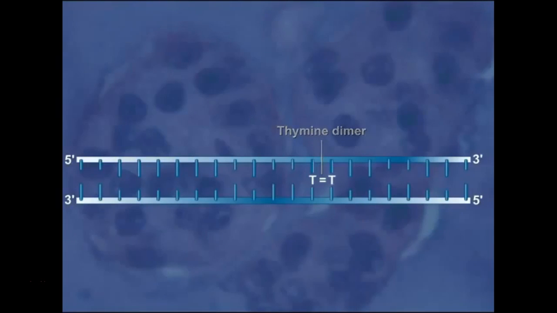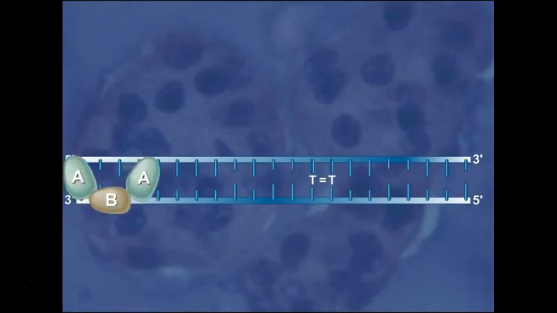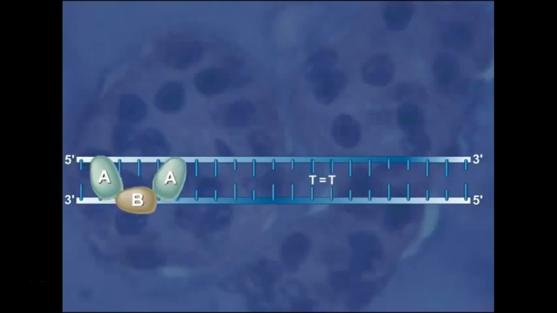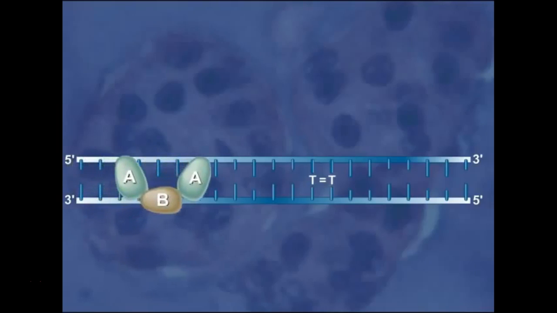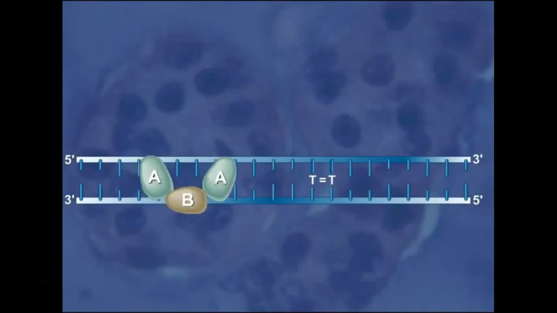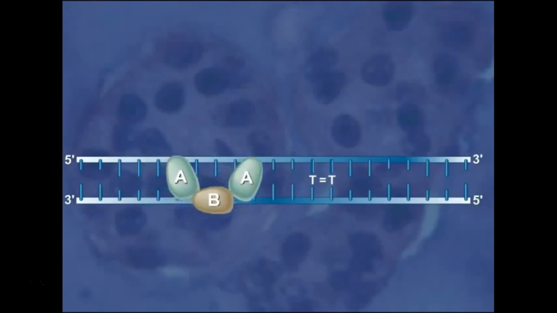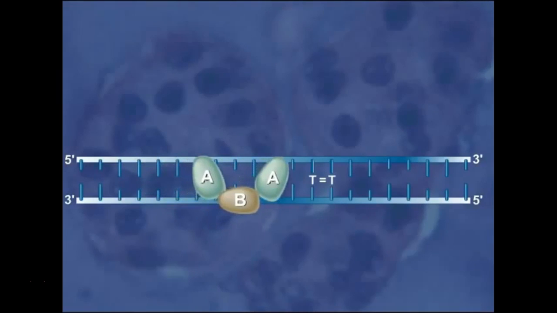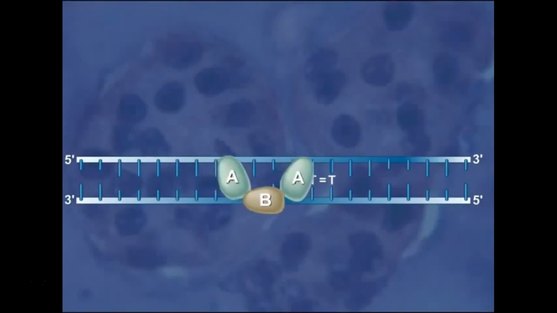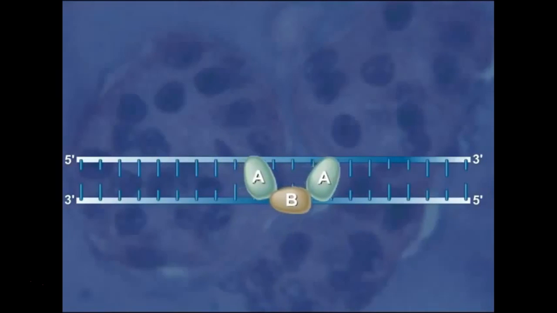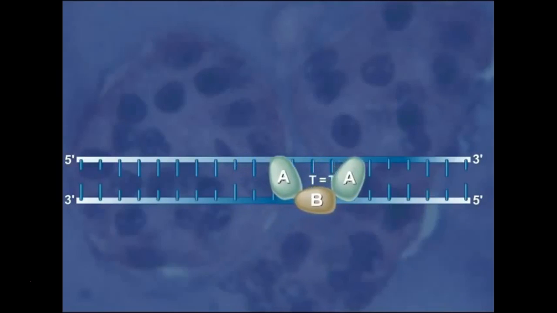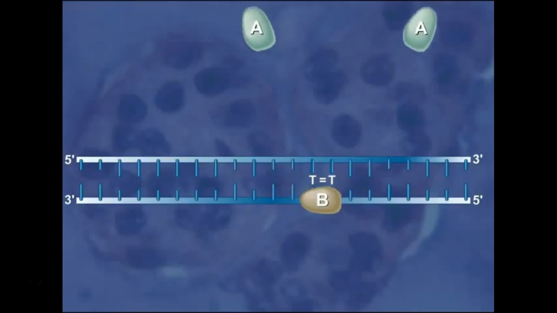The process begins with the loading of a protein trimer onto the DNA double helix. This trimer consists of two UVRA molecules and one UVRB molecule. This trimer moves along the DNA, scanning for damage that distorts the double helix. When the trimer encounters DNA damage such as a thymine dimer, it stops. The UVRB protein remains at the damaged site, while the two UVRA proteins are released.